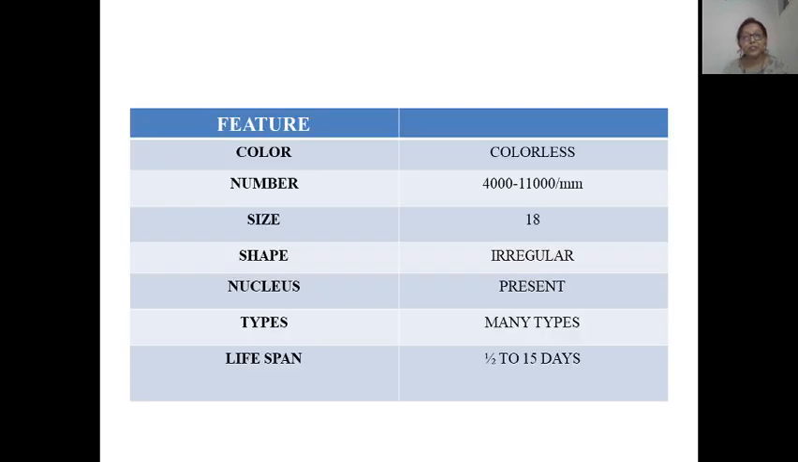These are some of the features of the white blood cells that distinguish them from the red blood cells. The white blood cell is colorless. Its normal range is 4,000 to 11,000 per mm cube. Its size is 18 micron. Its shape is irregular; it has different shapes. Its nucleus is present, whereas RBCs are denucleated. It has various types, that include the granulocytes and agranulocytes. It has a lifespan of half a day to 15 days.